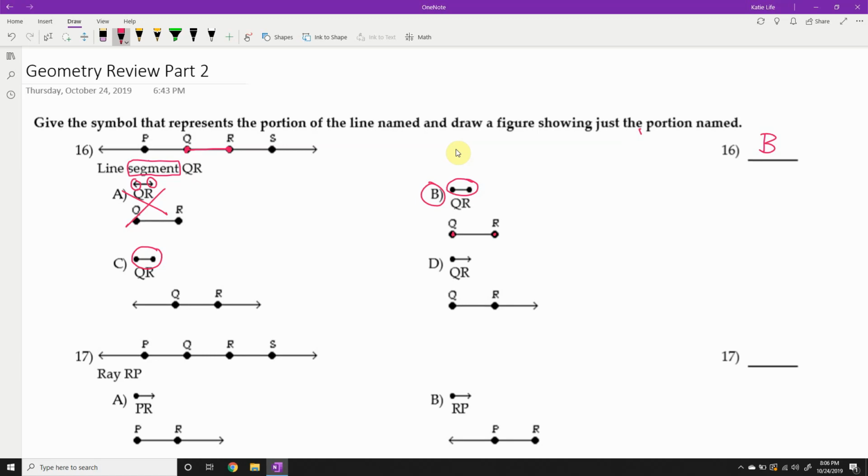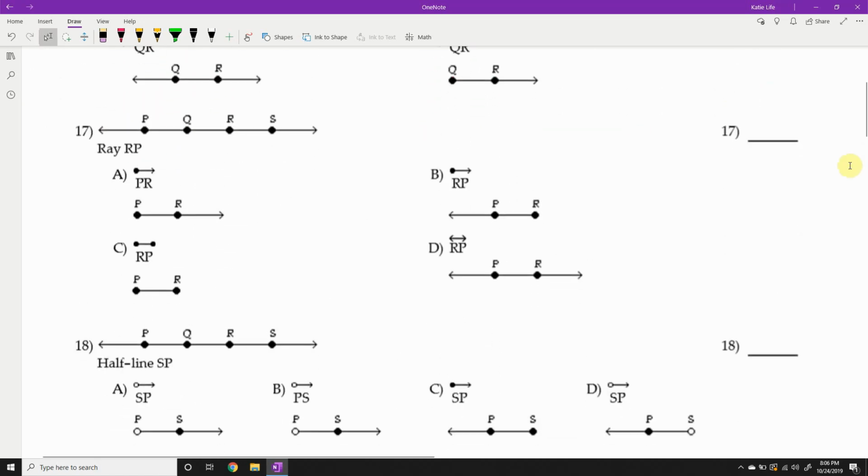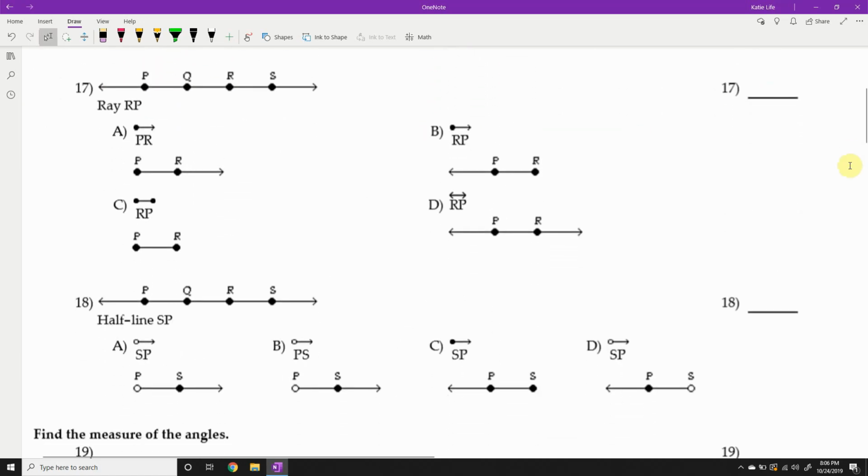Number 17. Ray RP. Well, our symbol for a ray above the actual letters looks something like this. This is the ray. So that eliminates C and D. Now R is right of P. So the actual ray is beginning at endpoint R and going through point P. So that means we're looking at B as the correct answer for 17, the orientation.